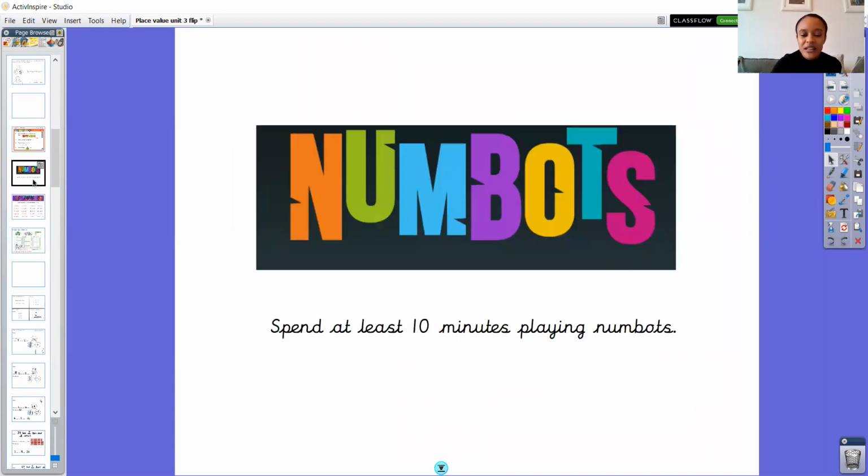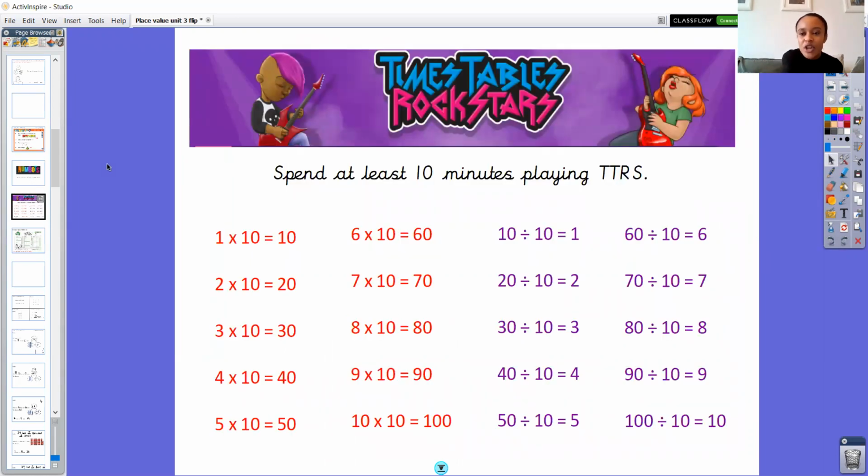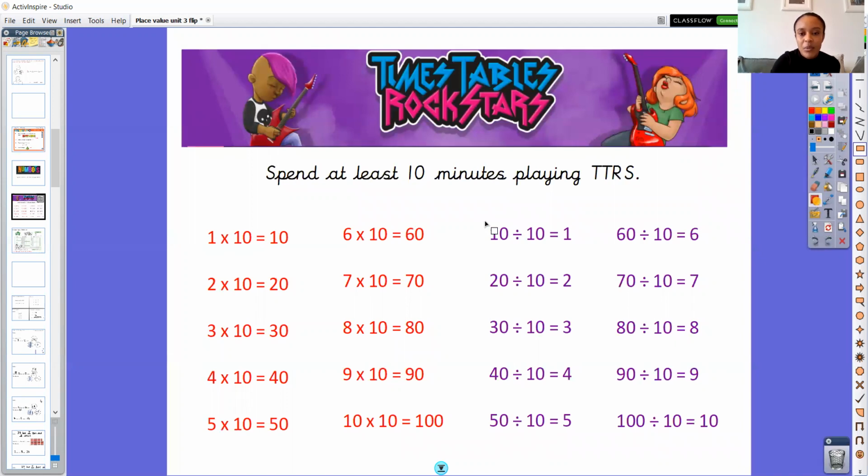So just like last week, I'd love it if you could spend 10 minutes playing on Numbox, or at least 10 minutes on Numbox. And then also 10 minutes on Times Table Rockstars. I'm just going to talk to you a little bit more about it again, because I know it's a little bit tricky to start with until you get the hang of it. So you're doing your 10 times table, and there's also some division questions. I'm going to just talk to you a little bit about that. So first of all, let's think about these red ones. I'm going to cover up the purple ones.